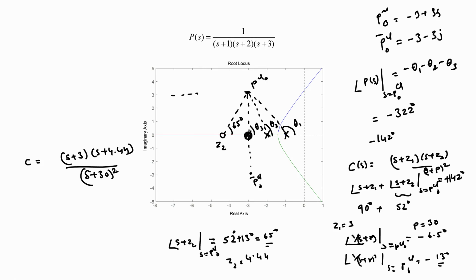Now this controller, when cascaded with this plant, will cause the root locus to pass through the points PCL naught and PCL naught bar, but this controller as it exists will not guarantee that the closed loop pole will lie exactly at PCL naught and PCL naught bar. It may be somewhere else on the root locus.